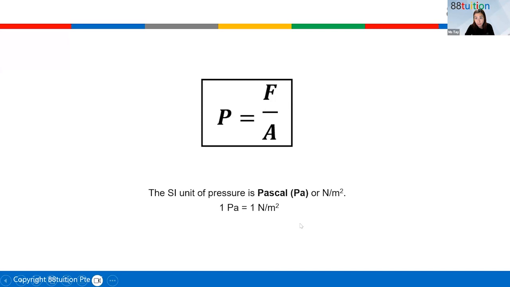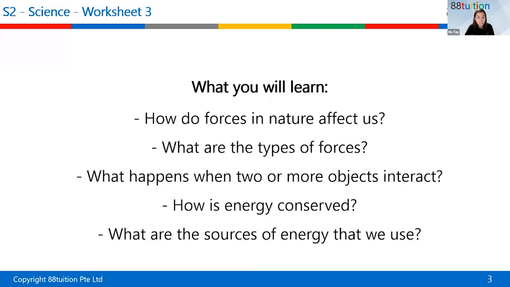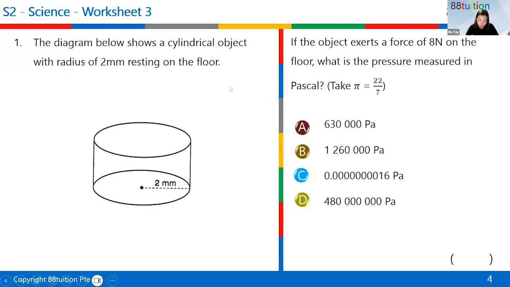Yeah. Now I can see Bernie. Good. Okay, so if we look at the first question, the diagram here shows a cylindrical object with radius 2 mm resting on the floor. If the object exerts a force of 8 newtons on the floor, what is the pressure measured in Pascal?